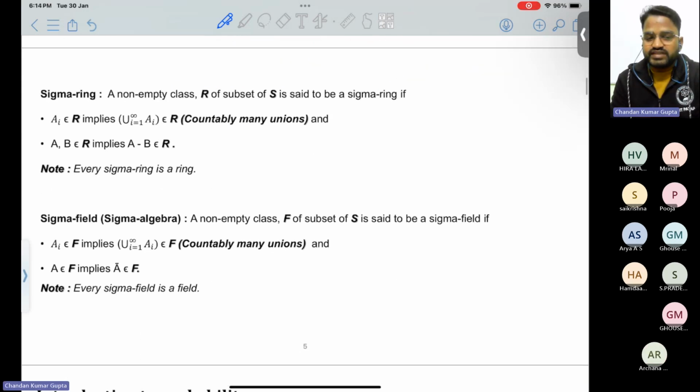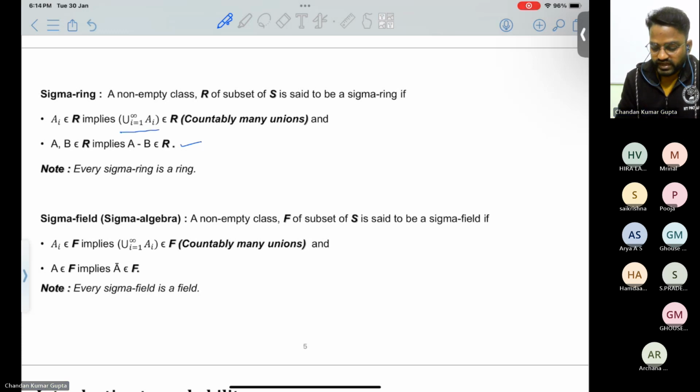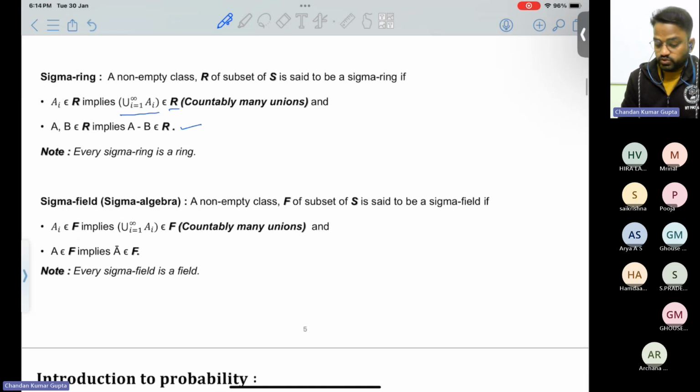Now sigma ring and sigma field. A sigma ring is a kind of ring in which the difference condition is satisfied, and if the A_i are subsets in R, then the union of A_i, or countably many unions, also belongs to R. Then that ring is known as a sigma ring. So we have concluded that every sigma ring is a ring.